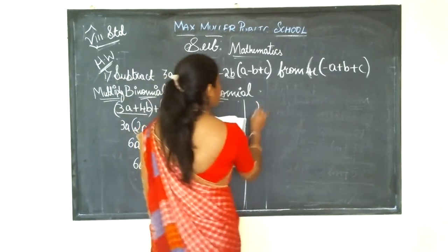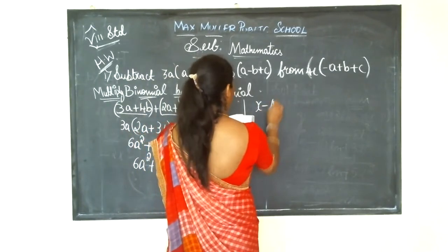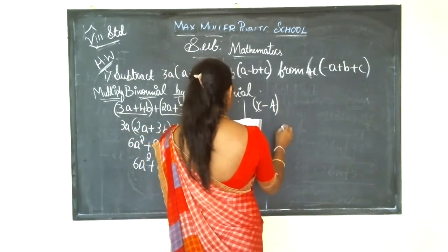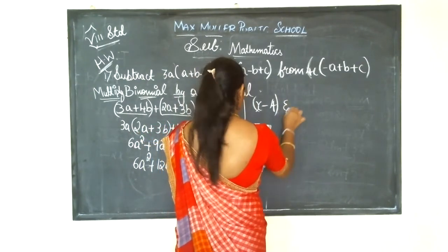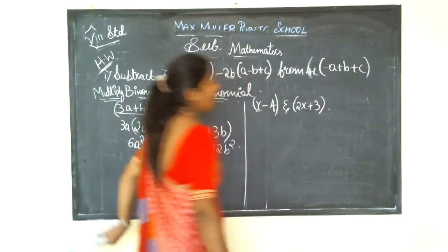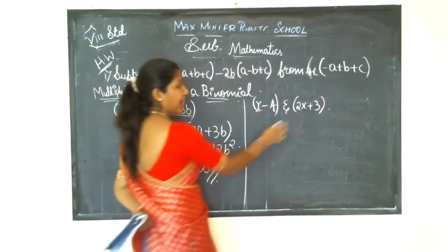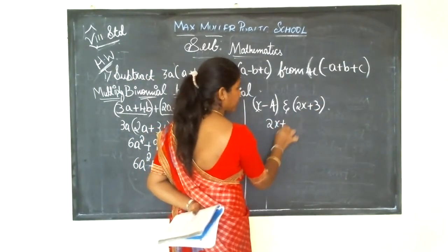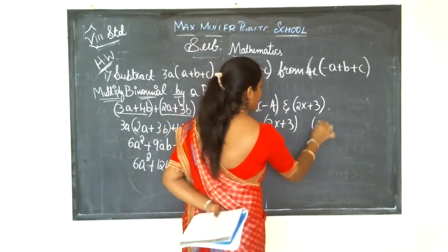Okay, and here is a problem, textbook problem. x minus 4 and 2x plus 3. How you will solve this? Same, any one expression, that is 2x plus 3, write it twice.